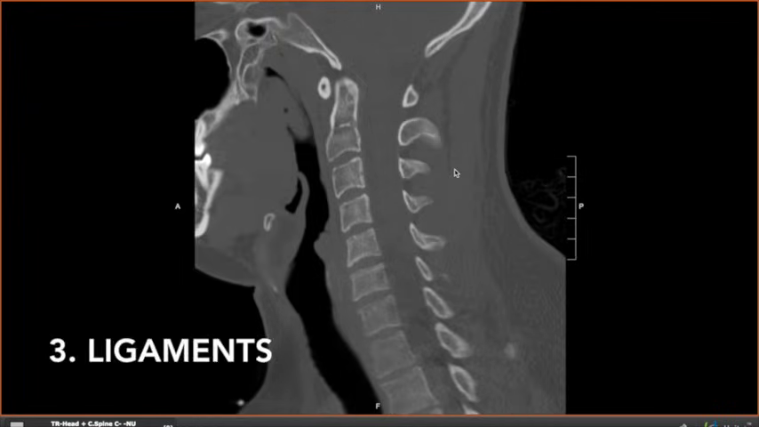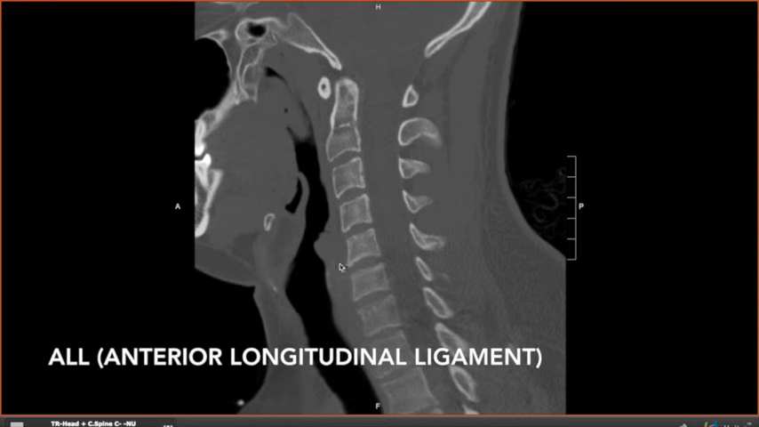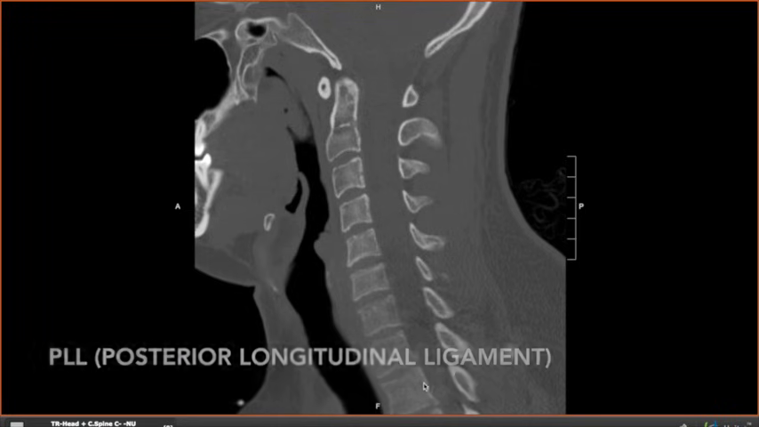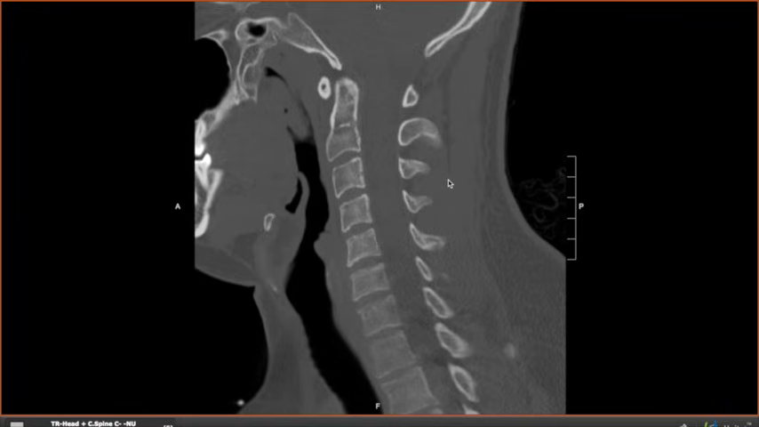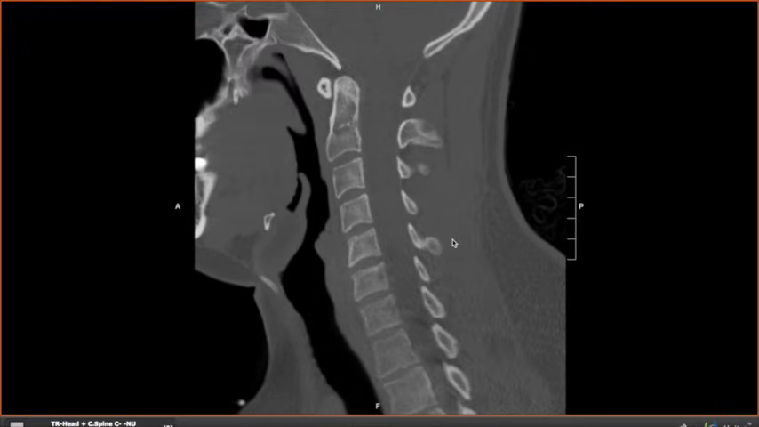The third thing we talk about are the ligaments, and we'll look at them on sagittal. The ligaments are best assessed on MRI, but you need to know the basic anatomy. Anterior to the vertebral bodies, we have the ALL, or the anterior longitudinal ligament. Posterior to the vertebral bodies, we have the PLL, or the posterior longitudinal ligament. We have the interspinous ligaments between the spinous processes and the supraspinous ligament at the edge of the spinous processes.